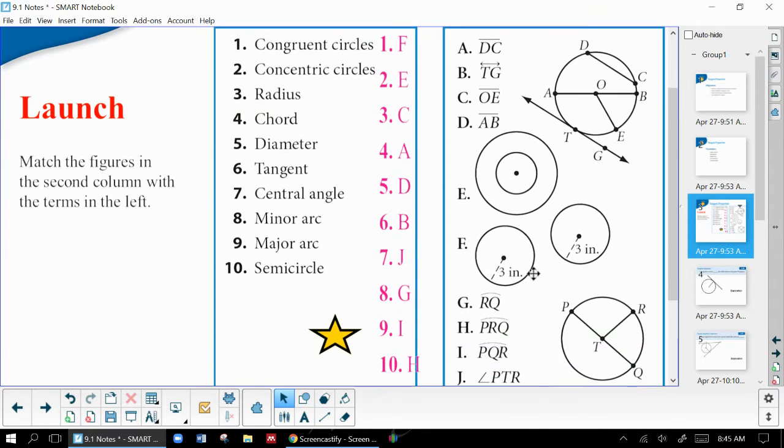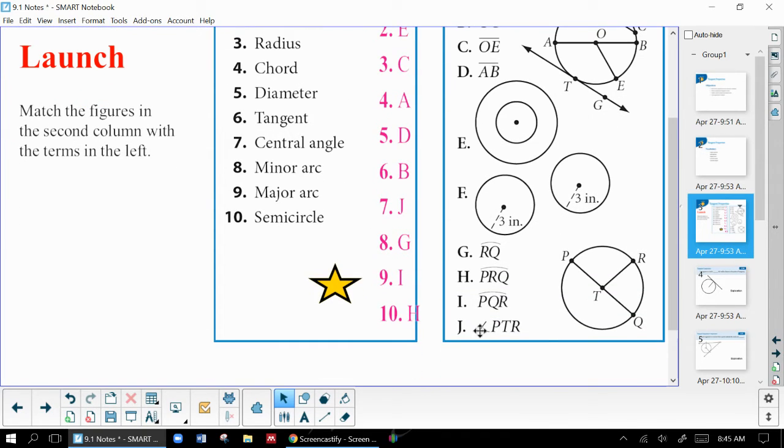And then down here, a central angle is J, angle PTR, where T is the center. A minor arc is GRQ, so it only goes from there to there, just less than half a circle. A major arc would be I, PQR, because it starts at P, goes around the circle to Q, and then to R, that's more than half of a circle. And then a semicircle, H, is PRQ, that is exactly half a circle, P to R to Q.